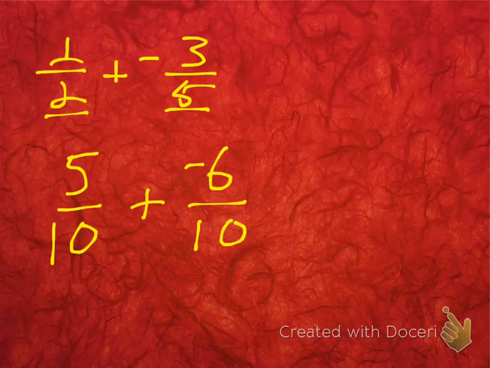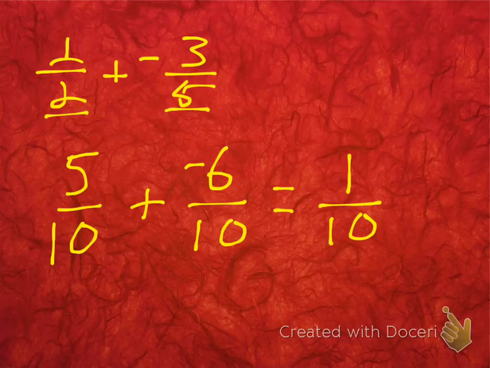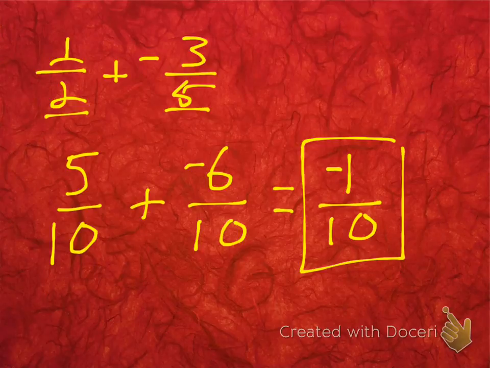Negative 6. Alright, are my signs the same or different? Different. So what do I have to do? I have to subtract. First off, denominator stays the same no matter what, so I don't have to worry about that. What do I get when I subtract 5 and 6? I get 1. My larger number was negative, so my answer's a negative. Same rules apply. That's why we covered those positive and negative rules first.